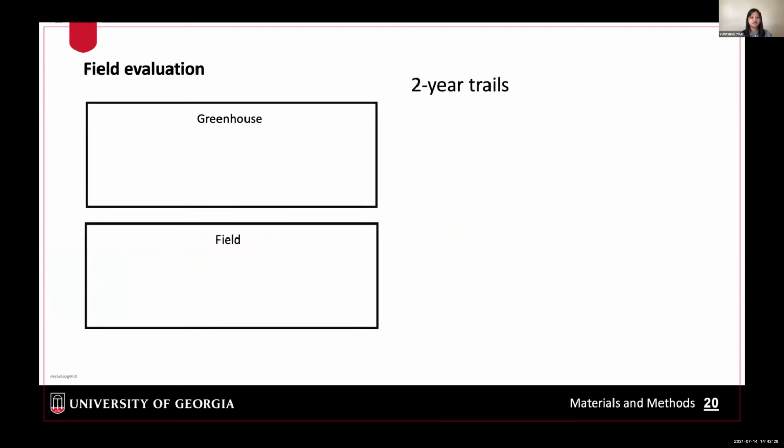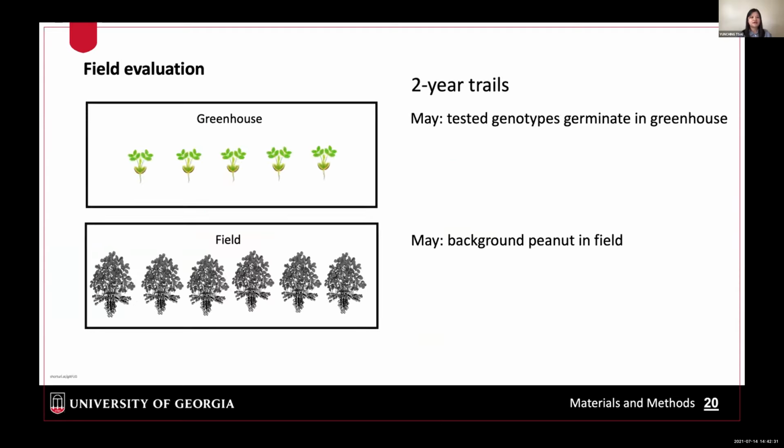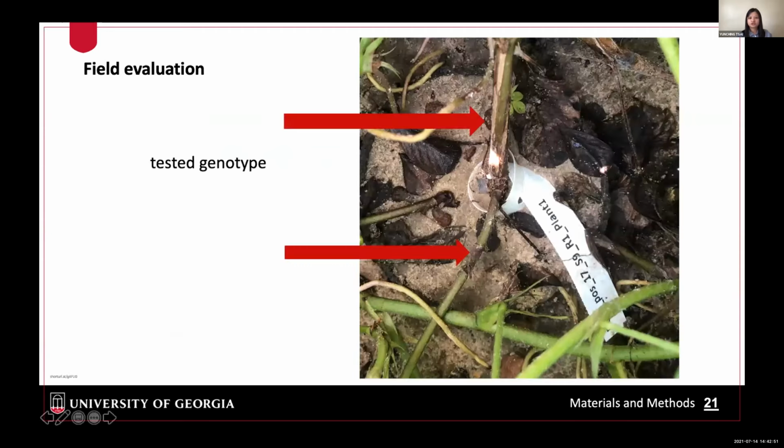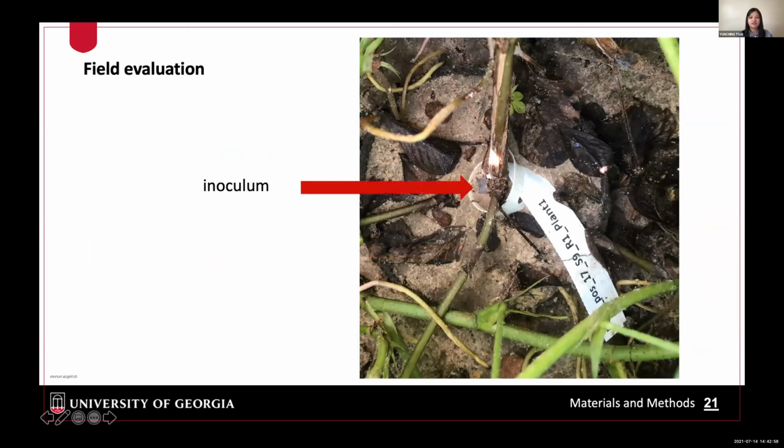For the procedure of this study, tetraploids and the background peanut 12Y were germinated and planted in the field at the same time, and about 2 weeks later, all tetraploids were transplanted next to the background peanut, and the pathogen was inoculated individually in the field on the base of the stem. This picture illustrates the real situation in the field. The red arrow points to the tested genotype, and this shows the inoculum.